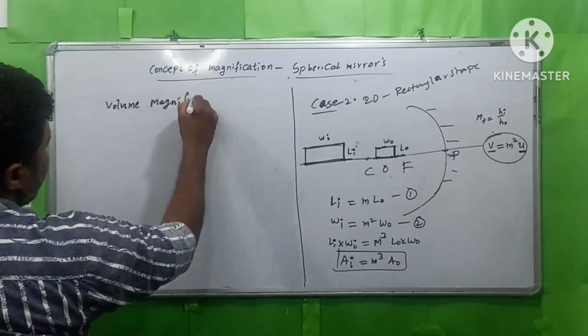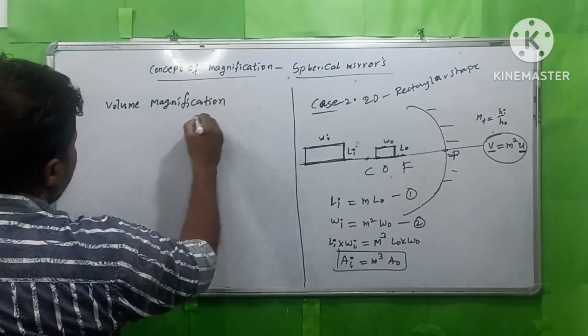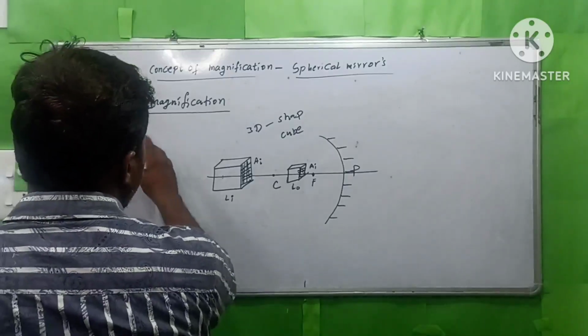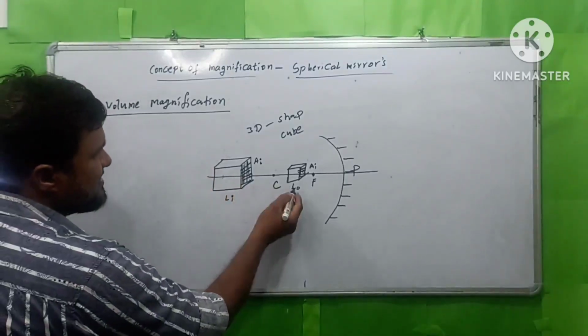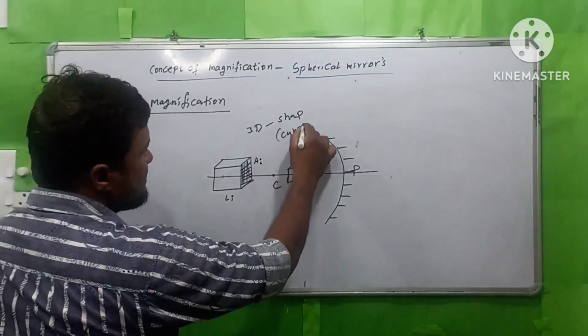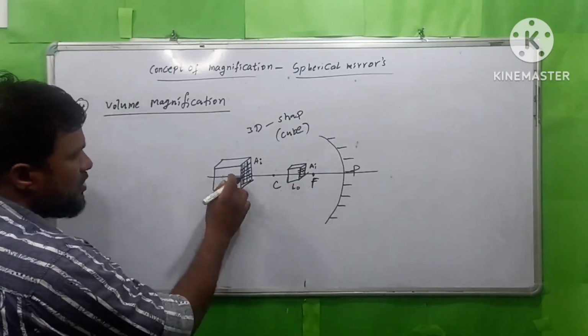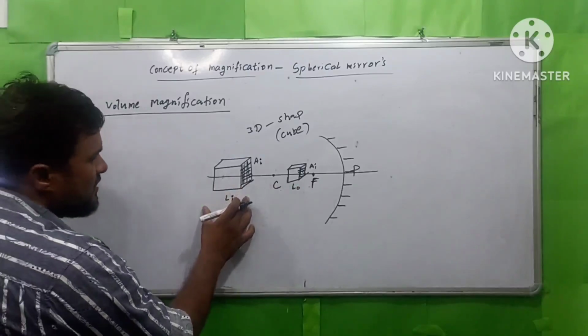Volume magnification. Here you have to consider a 3D shape object, that is nothing but a cube. Object is kept between C and F. Suppose I got the image here like this.